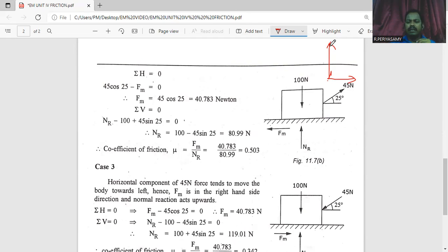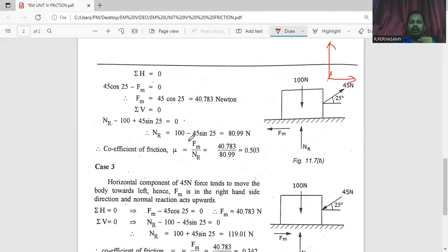Here we consider the vertical components. NR is in the upward direction, so it is positive. Here 100 Newton is in the downward direction, so minus 100. Here the upward direction 45 sin 25 degrees. So NR minus 100 plus 45 sin 25 equal to 0. We have to find NR. So NR equals 100 minus 45 sin 25 degrees. Finally, we simplify this step. NR is equal to 80.99 Newton.